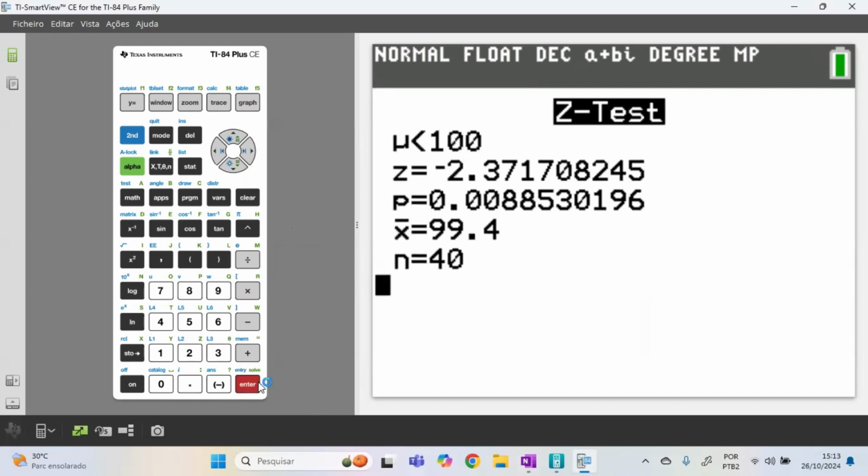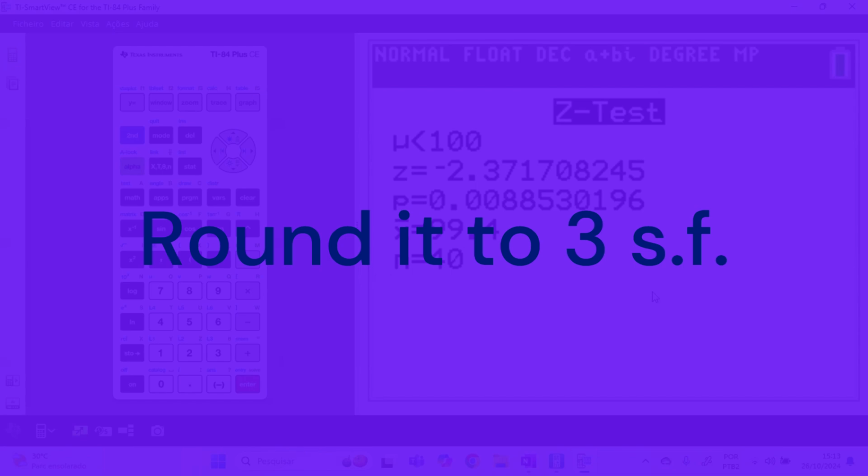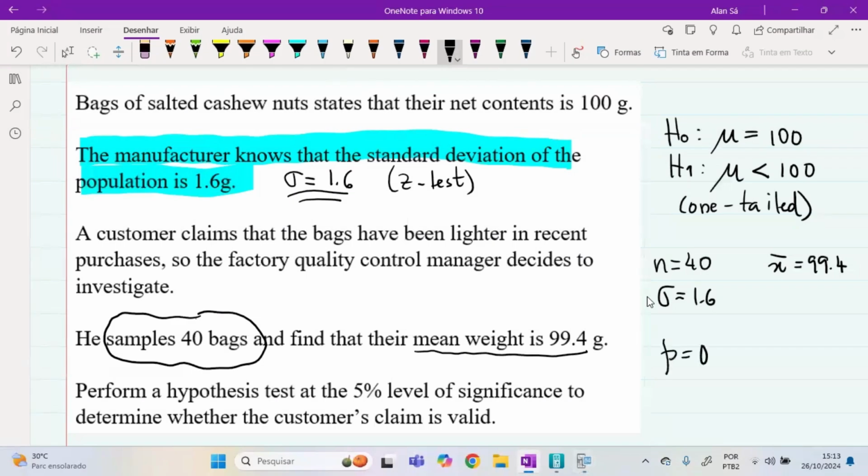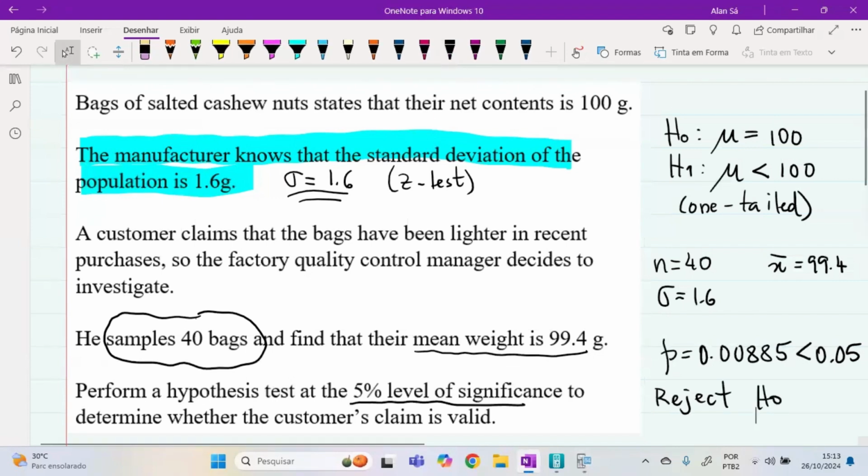And then when we do calculate, we get the p-value. The p-value in this case is 0.00885 to 3 significant figures. This value is smaller than the significance level 0.05. So since this is smaller than the significance level, we reject the null hypothesis. If we are rejecting the null hypothesis, the mean is not 100, it's less than 100, then the customer's claim is valid in this case.